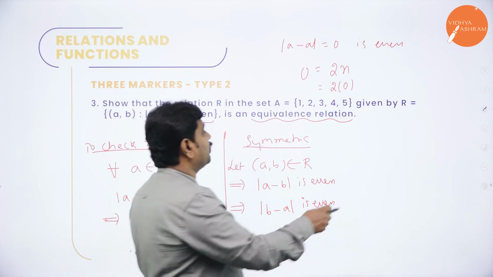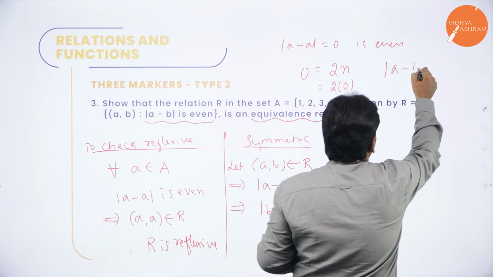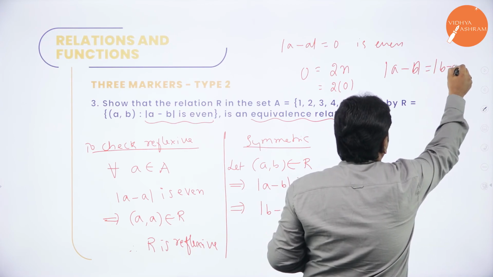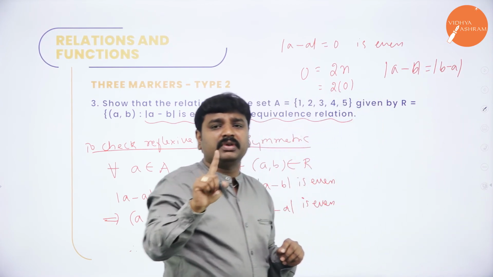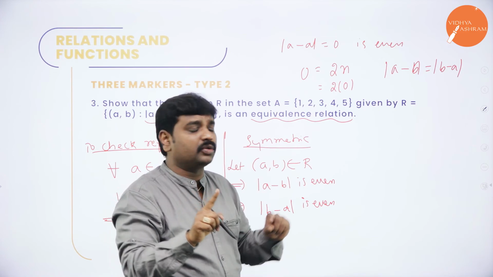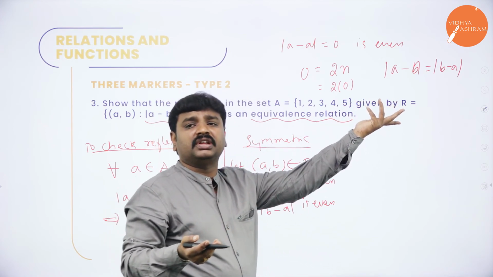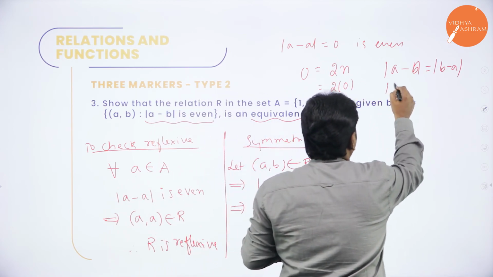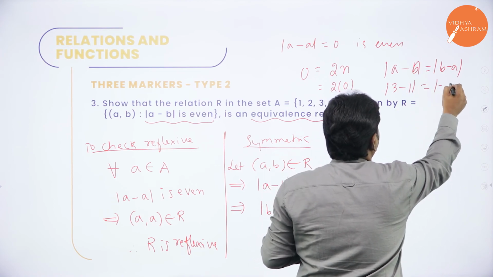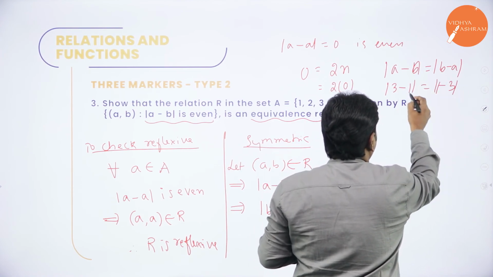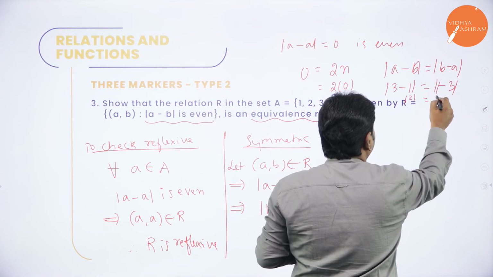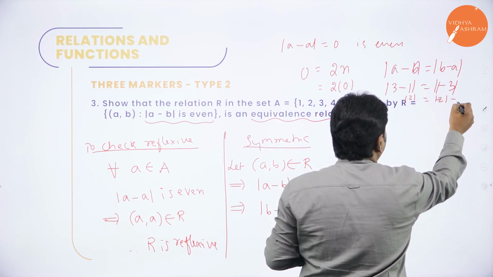All of you know, in mathematics, mod A minus B is equal to mod B minus A. See, A minus B is not equal to B minus A. Yes, subtraction is not commutative, but mod A minus B and mod B minus A are the same. For example, I will take mod 3 minus 1. It is the same as mod 1 minus 3. Do you agree or not? 3 minus 1 is 2, mod 2. Here also mod 2. Mod negative 2, it is 2.